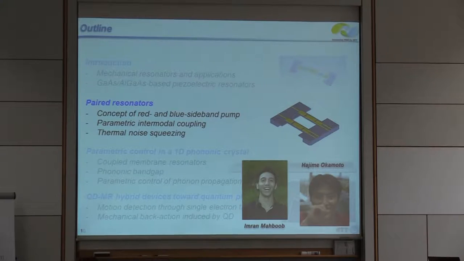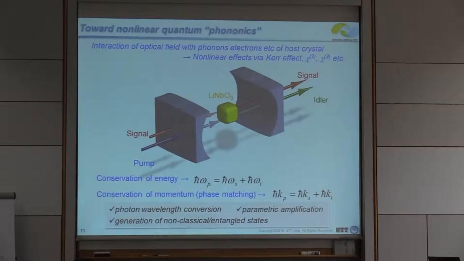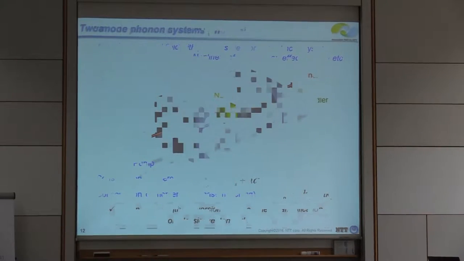Okay, so we are then trying to combine two mechanical resonators and see the operations between these two. What we want to do is something like so-called nonlinear quantum photonics or nonlinear optics. For example, if you apply the pump and the signal to a nonlinear medium, something like lithium niobate, you can generate the idler. The idler corresponds generally to the sum or difference frequency of this pump and signal. So we want to do a similar kind of experiment using these coupled resonators. So how can we do that?